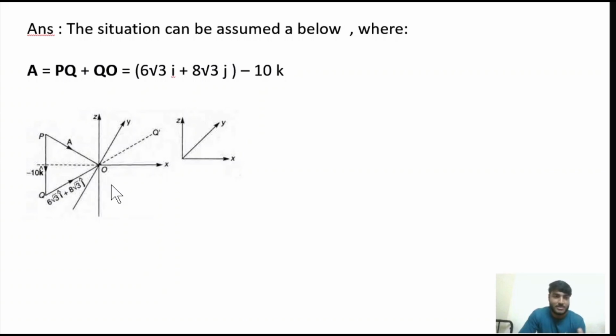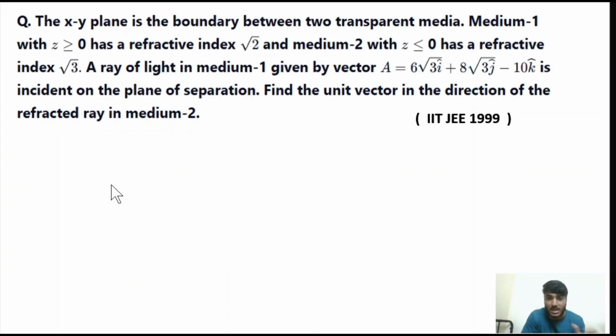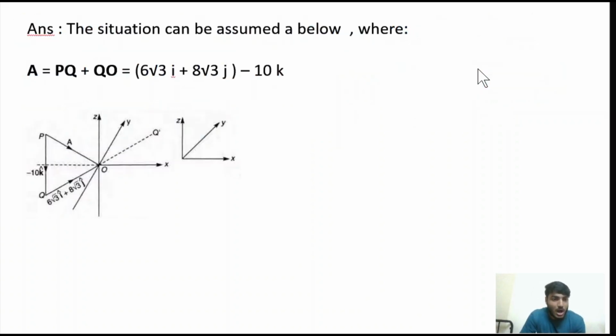So the situation can be given something like this. We have A given by 6 root 3 i cap, 8 root 3 j cap and minus 10 k cap. This is basically the vector A, the incident ray. So how do we write it? If we see this figure, then vector A can be given as the summation of vector PQ plus vector QO, where QO is 6 root 3 i plus 8 root 3 j. This is the vector on the XY plane. And here we have minus 10 k cap, that is along the negative Z direction.